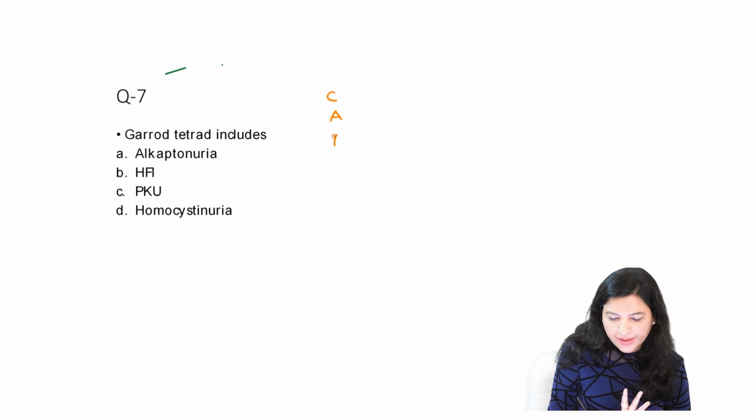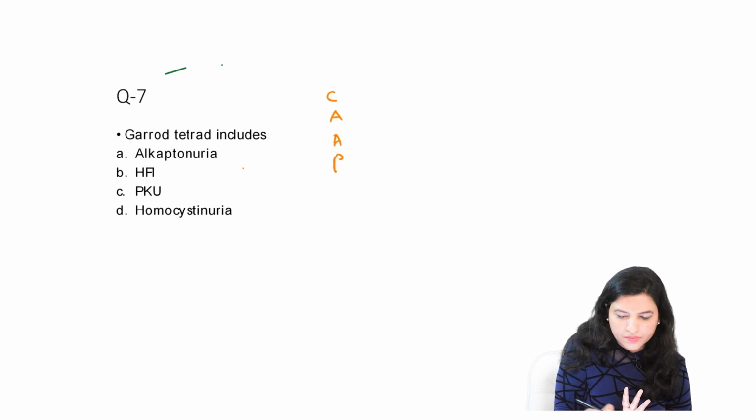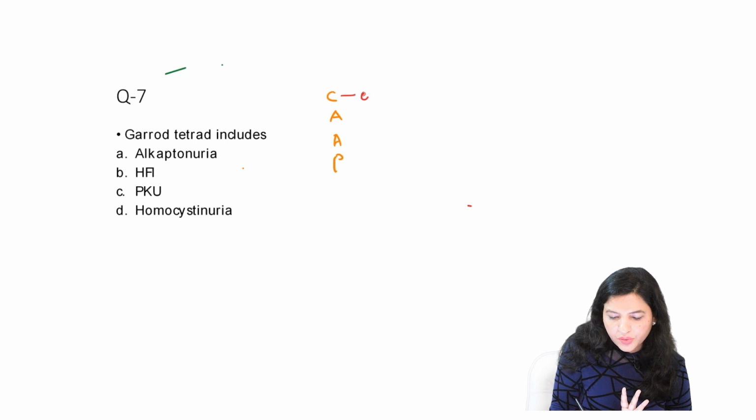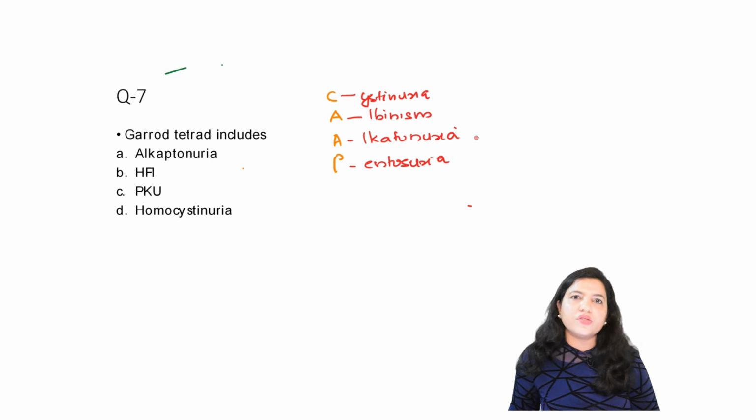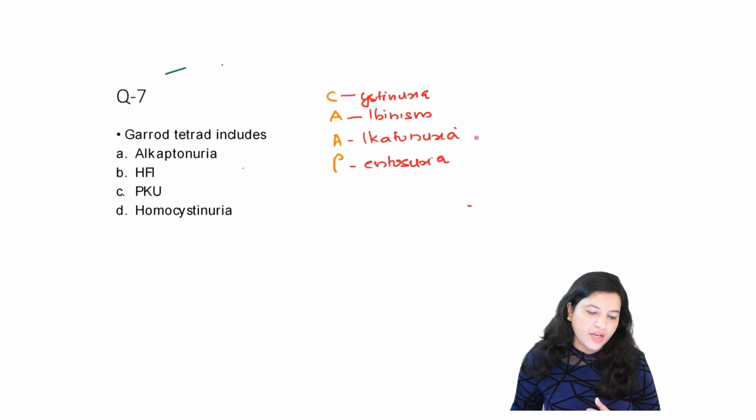CAP. What is this CAP? The CAP is cystinuria, albinism, alkaptonuria, and pentosuria. So these are the 4 components of the Garrod's tetrad.